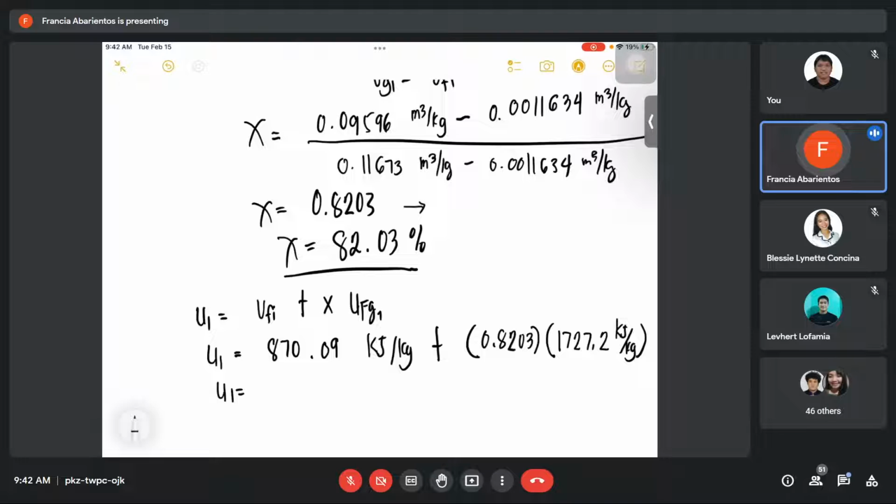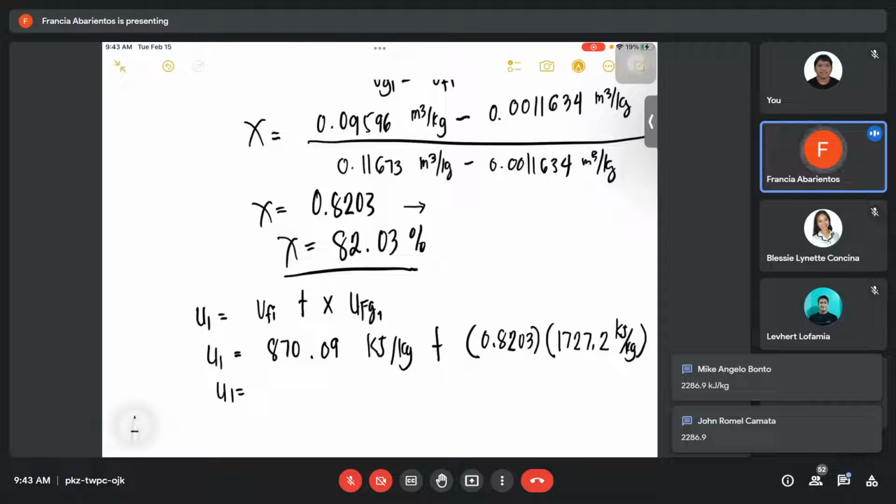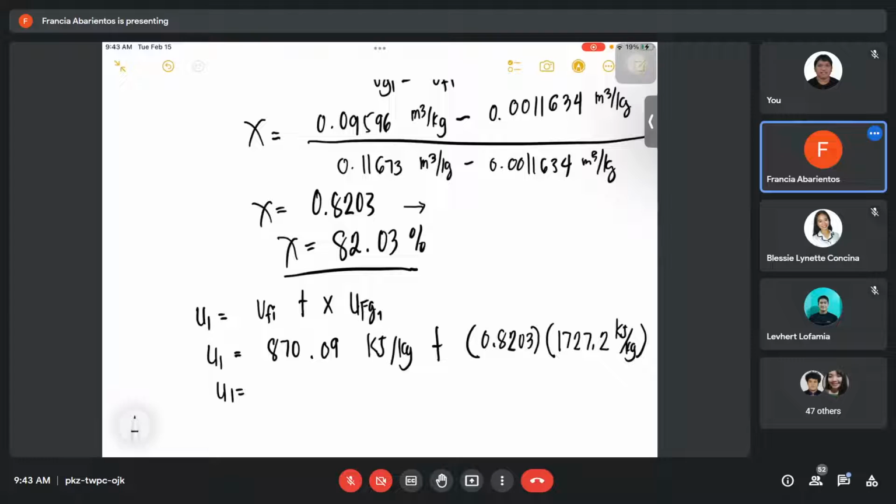Sige nga, baki-compute class. Internal energy at point 1. Class, same table tayo ha. Table 2 pa din tayo. So, 870.09 plus something, 0.8203 times 1727.2. Ilan may nag-answer na ba? Okay? Ayun, 2286. Tama.